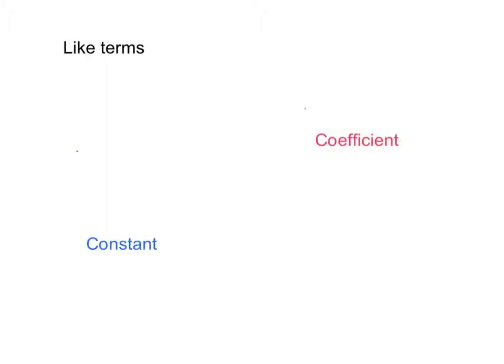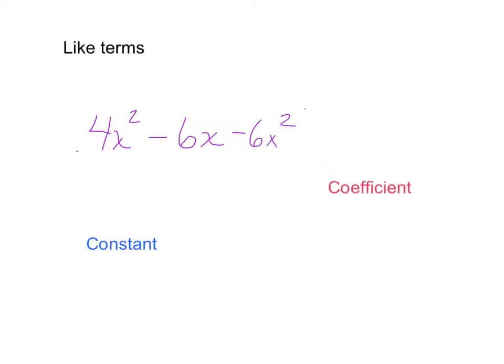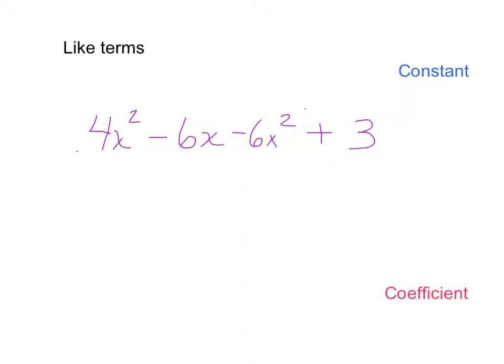So, once again, if I give you a strand of values, so let's take, for example, something like 4x squared minus 6x minus 6x squared plus 3. Let's take a look at what we have here. We have basically 4 terms, 4x squared, 6x, 6x squared, and 3. Our constant is the number by itself, which would be the 3, where there is no variable.